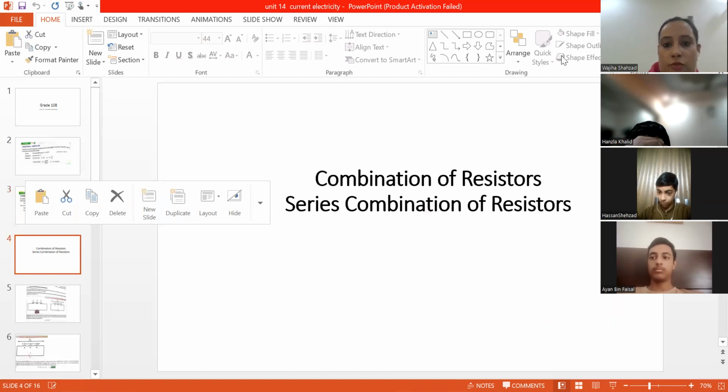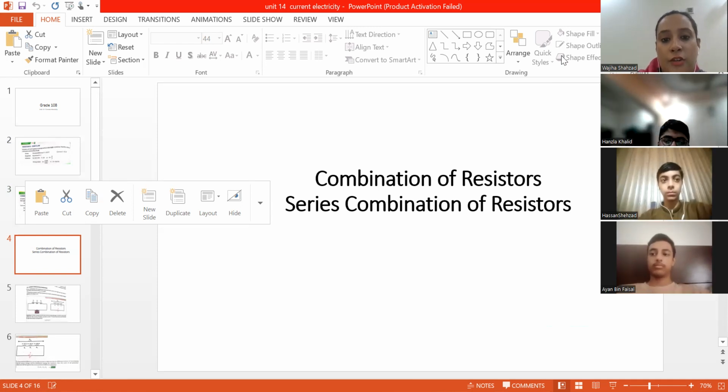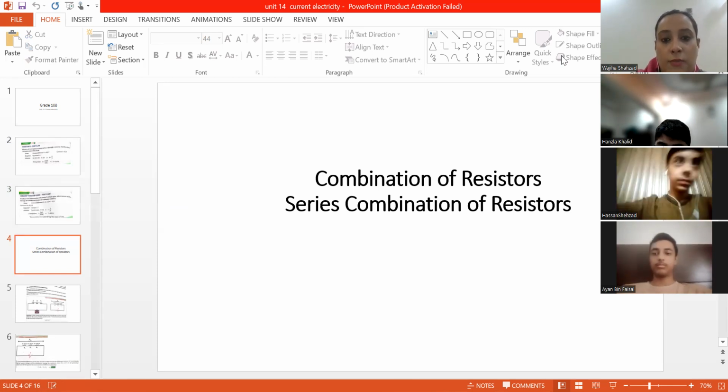Now we are going to start the next topic, that is combination of resistors. As we learned the combination of capacitors in the previous unit, similarly we will learn in this unit the combination of resistors. Again, we have two combinations of resistors. One is series combination of resistors and the other is parallel combination of resistors, right? In series combination, basically we combine the resistors in series to get a high value of resistance. If we want a very large value of resistance, we connect them in series, and for a small value we connect them in parallel.